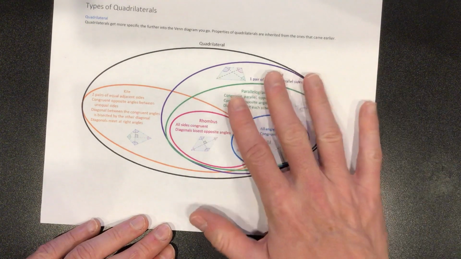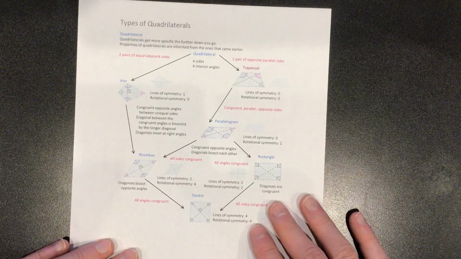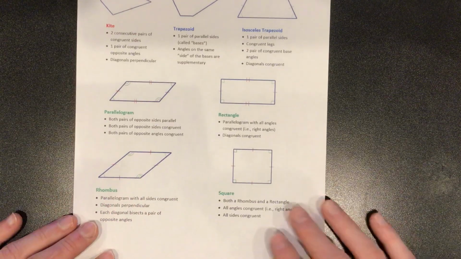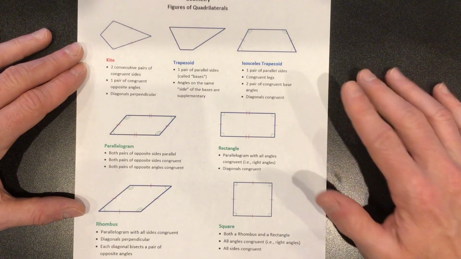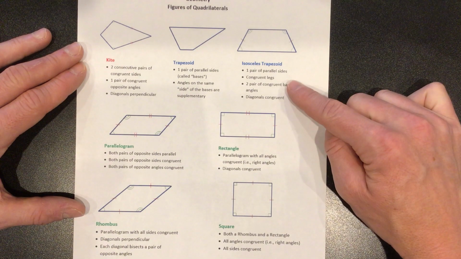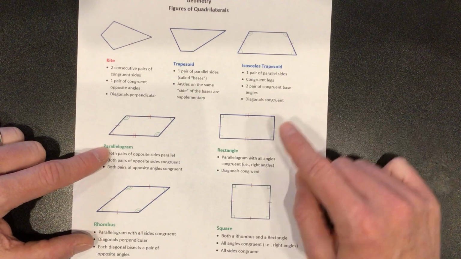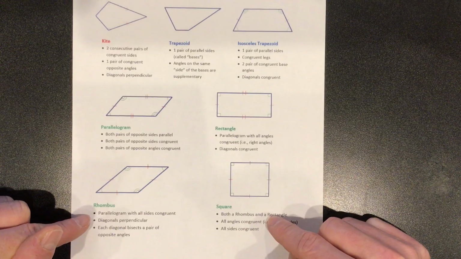Okay, so you can look at the flow chart, which gives a nice overview of these different shapes. You can look at just the general picture of the ones that we're going to study. Okay, kites, trapezoids, specifically isosceles trapezoids, and again, we'll have a whole unit where we look at this. Parallelograms, rectangles, squares, and then rhombi, of course.